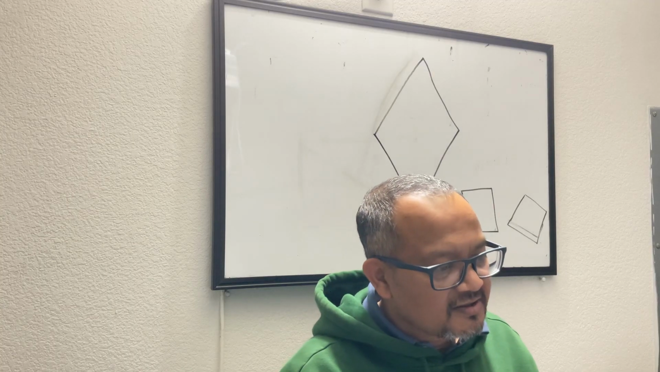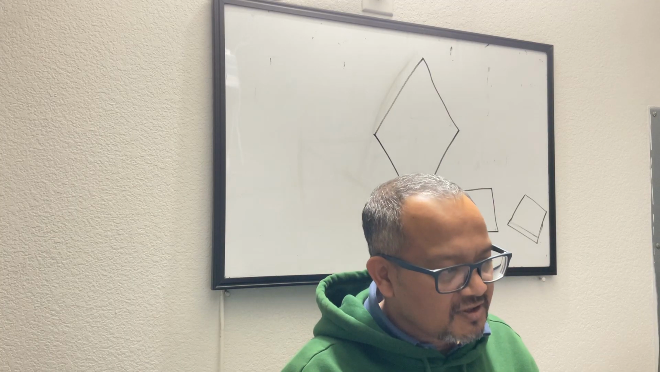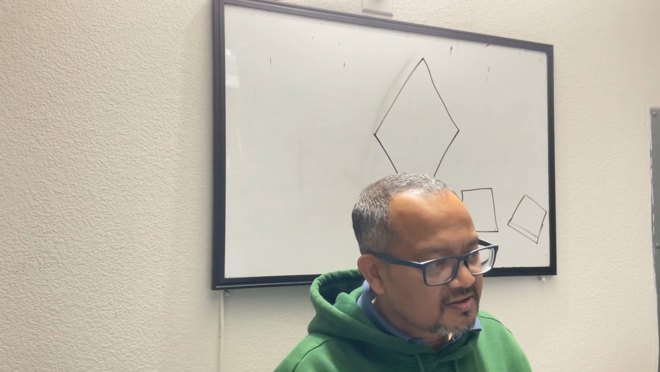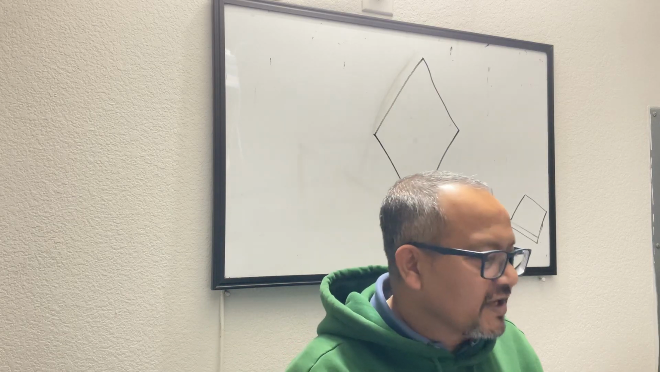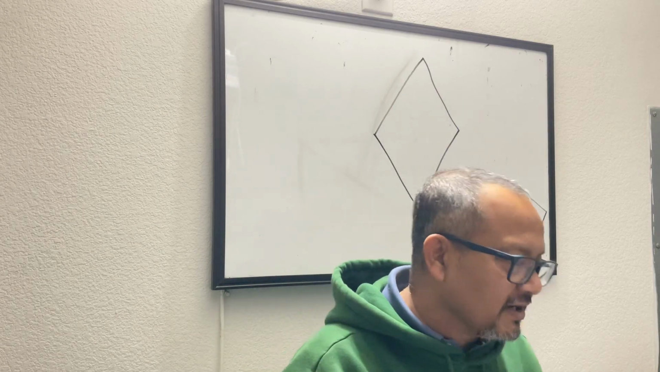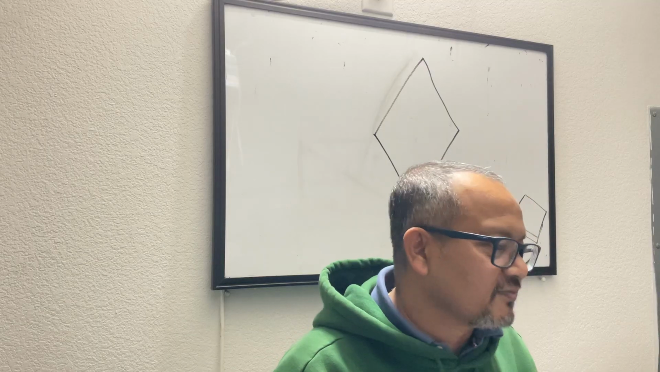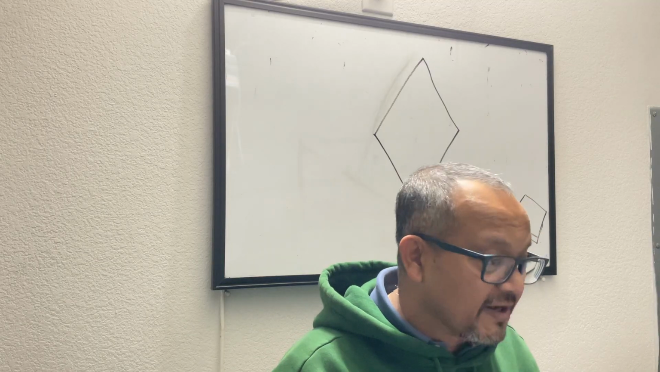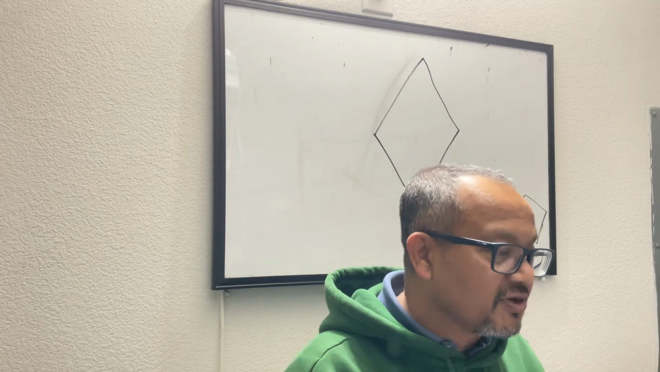Yes, Anika, go ahead. What is your understanding of a rhombus? A rhombus is a quadrilateral that has four sides that are all equal. That is the case with a square also, right? A square is also a quadrilateral which has four sides and they are all equal. So what is the difference between a square and a rhombus is what I am trying to hear from you guys.